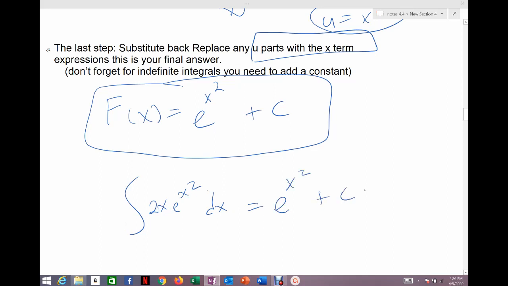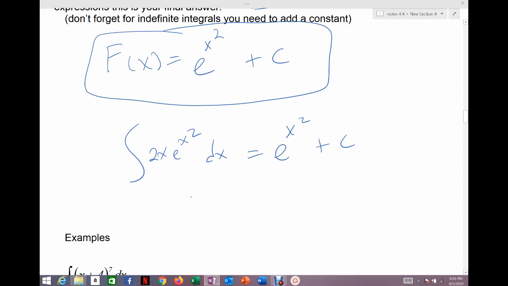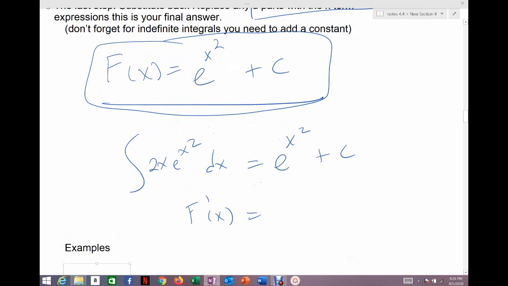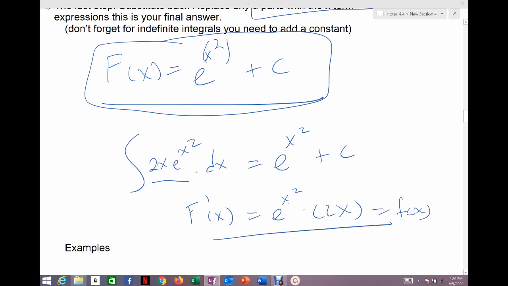Right, the antiderivative of 2x e to the x squared with respect to x is equal to e to the x squared plus c, and it checks, right? If I take the derivative of my antiderivative, right, if I take the derivative of e to the x squared plus c, well, the c will zero out. I'll get e to the x squared times 2x, which is my original function, right? This is the original function, just in a different order, but it's the exact same function.